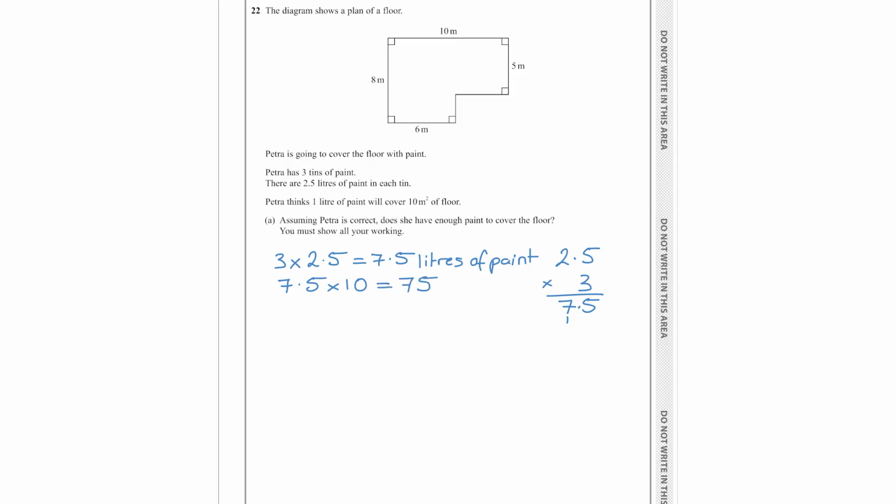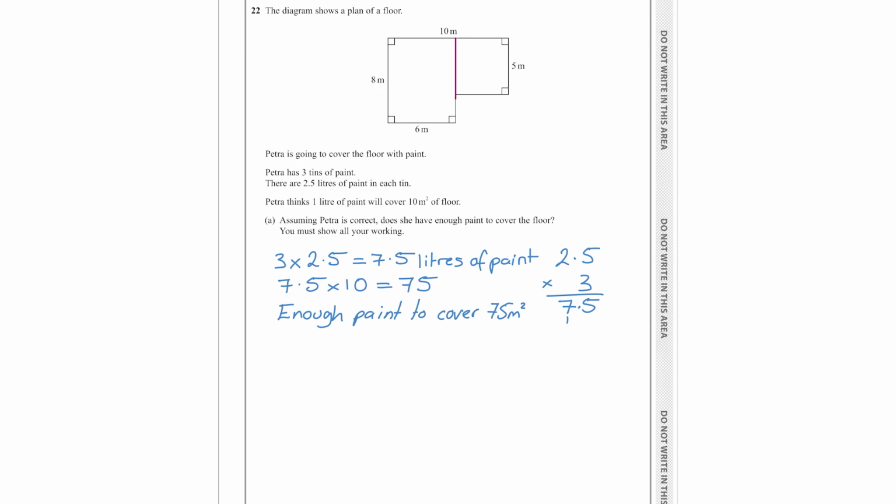Enough paint to cover 75 meters squared. Let's have a look at this shape. We've got to break this shape up into two, haven't we? We could do, say, a line along here. You really want to use a ruler.